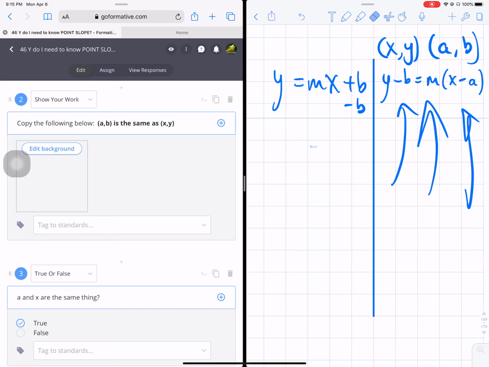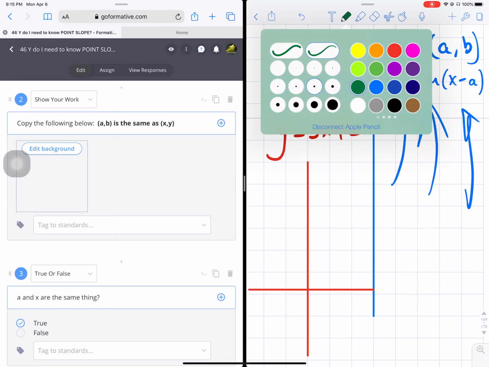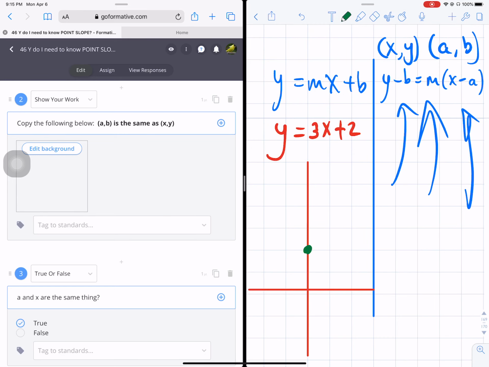So let's take you back to this. And let's make up an equation, y equals 3x plus 2. If I were to graph y equals 3x plus 2, I would have to start at 2 on the y-axis, and I would go up 3 over 1, and that would be my line.